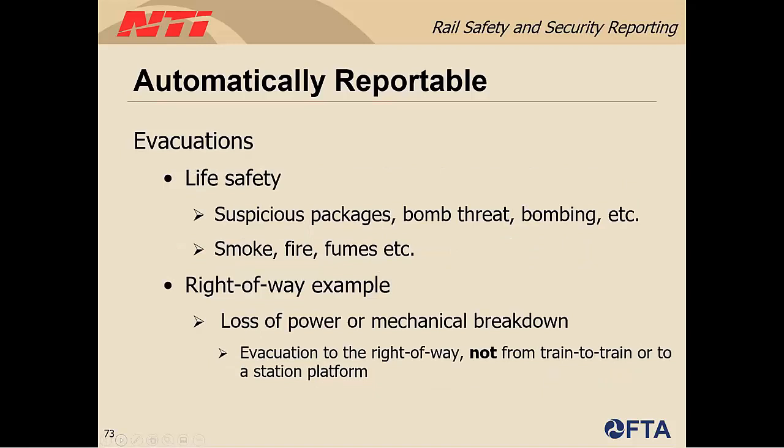Some examples of life safety reasons might be a suspicious package, bomb threats, bombings, a smoke event, fire, fuel fumes, and so on. An evacuation may be due to mechanical or maintenance issues. For example, a train loses power and the passengers are evacuated onto the right-of-way. However, if the passengers are moved from a train to, say, a rescue train without stepping onto the right-of-way, so they literally go from train door onto the other train door, or they're evacuated to the station platform, then that's not considered an evacuation to the right-of-way.